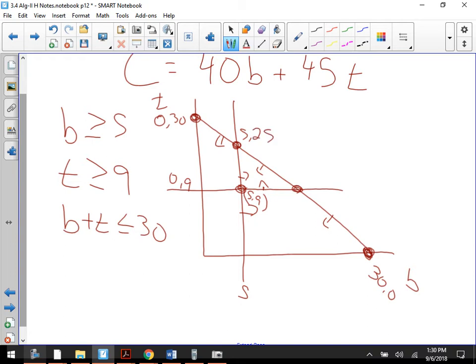This one is something comma 9. 9 plus what is 30? 21. So your ordered pairs that you have to test will be 5, 25, 21, and 9, and 5 and 9.